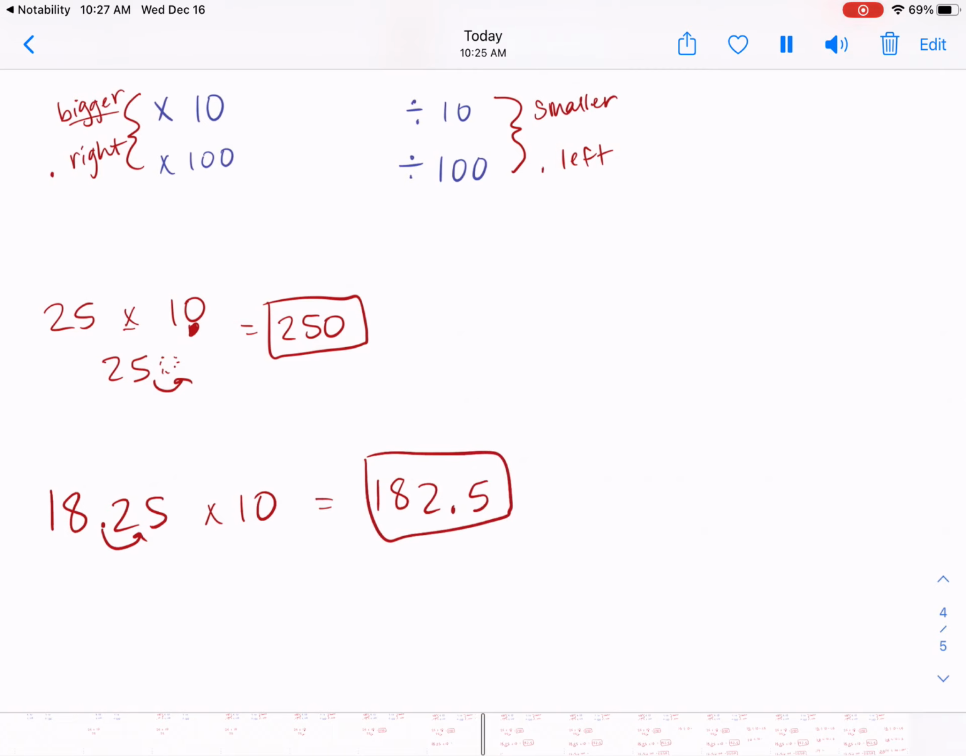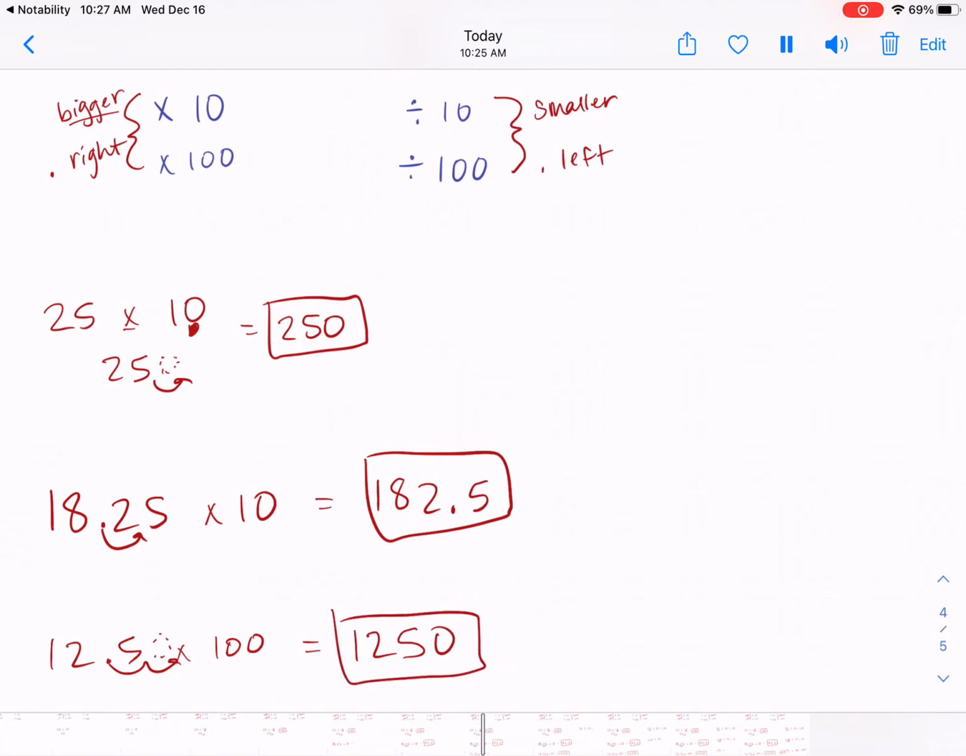Same thing for 100, but this time we move it two places. So if I had 12 and 5/10 times 100, I'm going to move it two places to the right. Now I have to fill in a 0, and my decimal is now at the end. So I have 1,250, two places to the right.